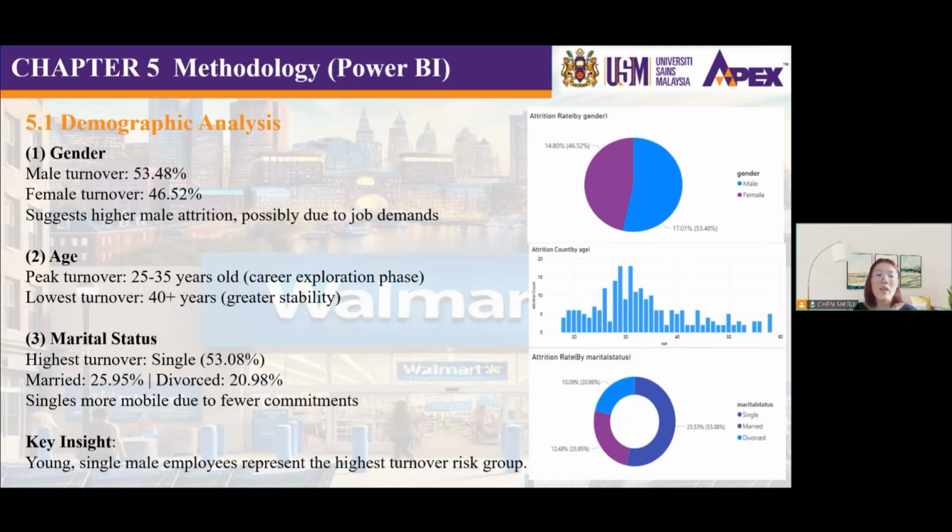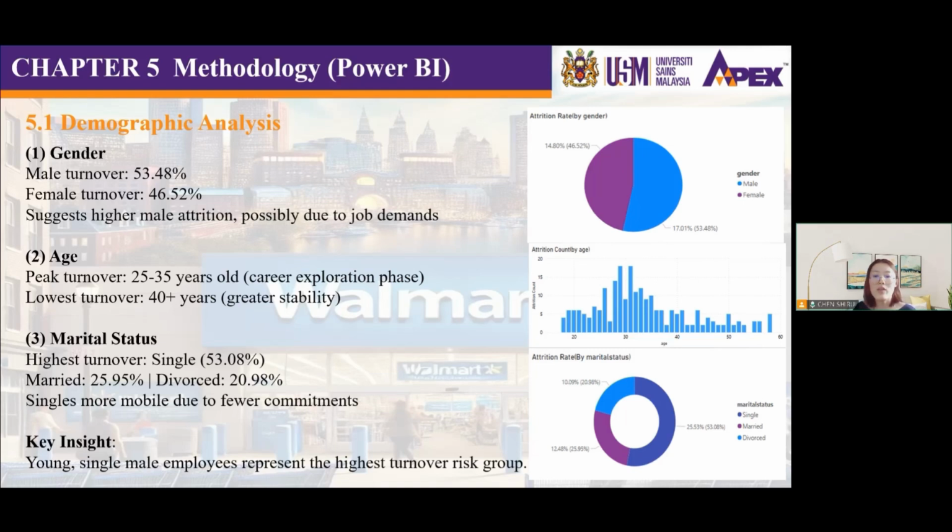And for marital status, you can see in the chart the highest turnover is among singles. It's over 50%, and for the married, it's about 25%, and for the divorced, it's over 20%. And we find out that singles are more mobile due to fewer commitments. And the key insight is that young single male employees represent the highest turnover risk group.